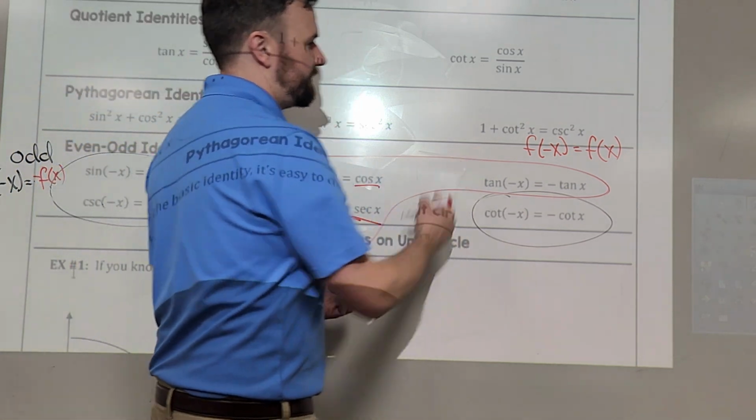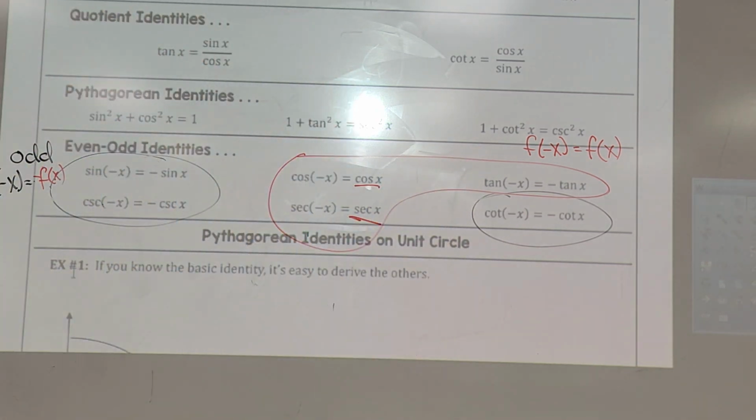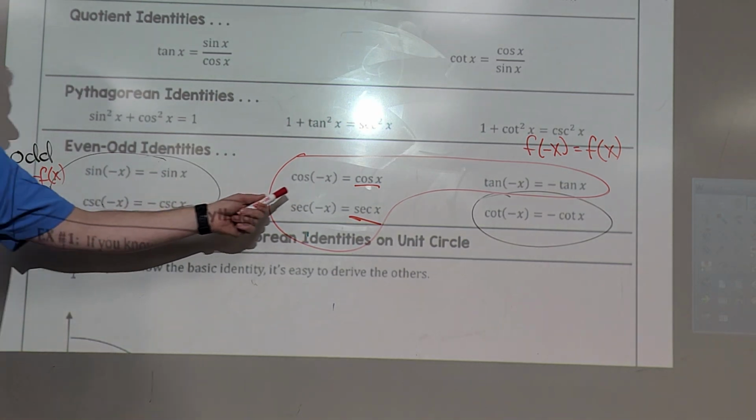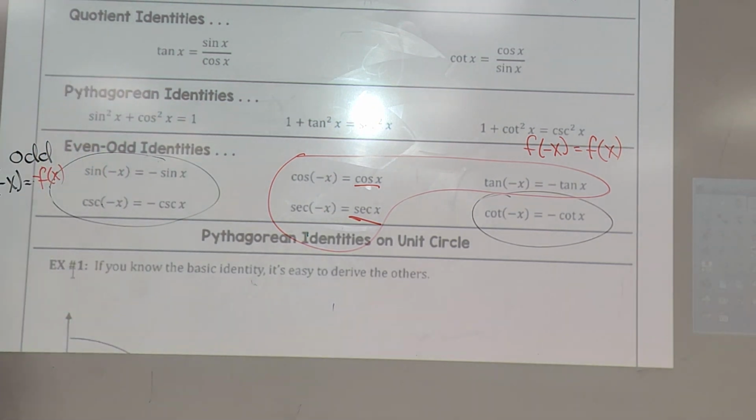These ones you just have to, honestly, there's no correlation. Just know which ones are even. Think of the graph. Which one do you reflect on itself? Which one do you rotate? If you rotate on itself, the negative moves in front. If it flips on itself, the negative goes away.